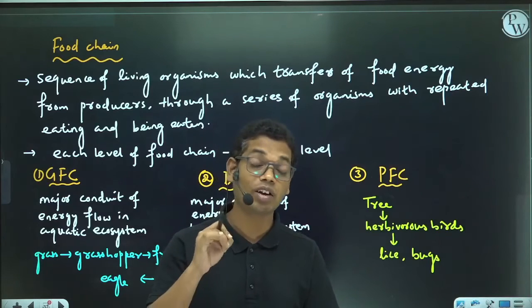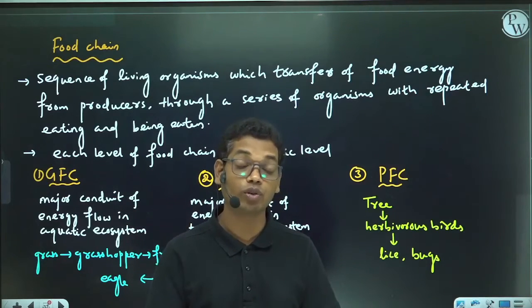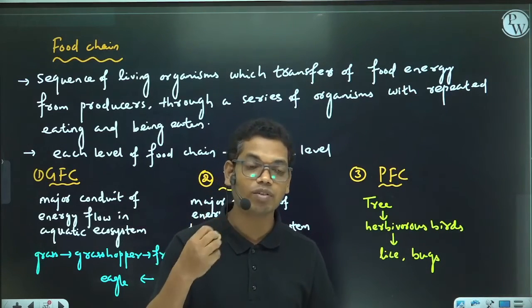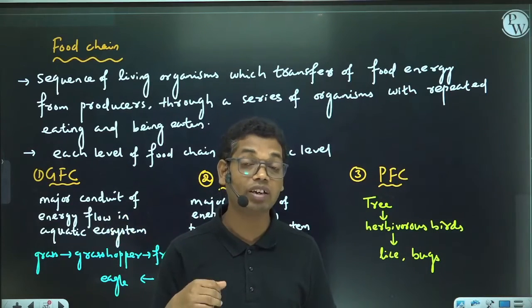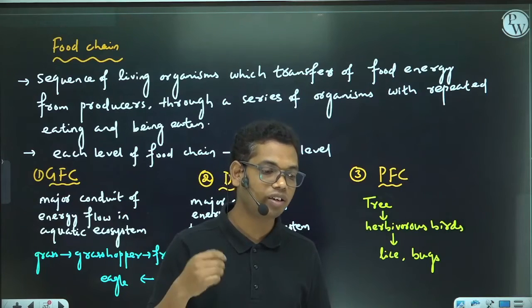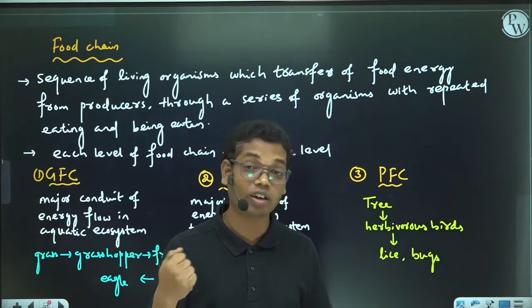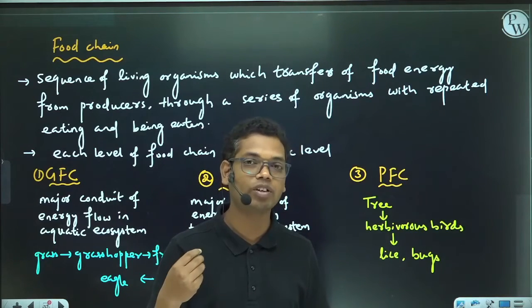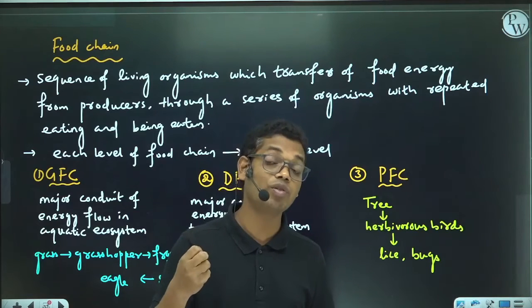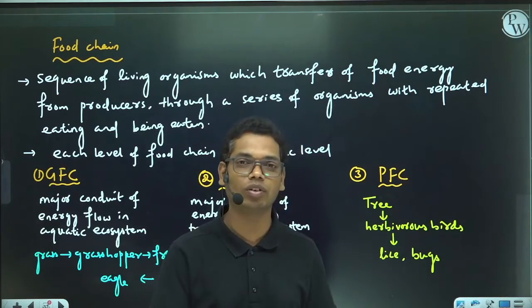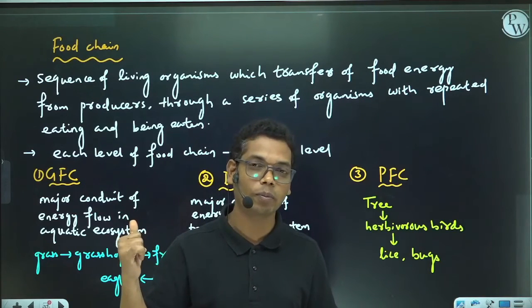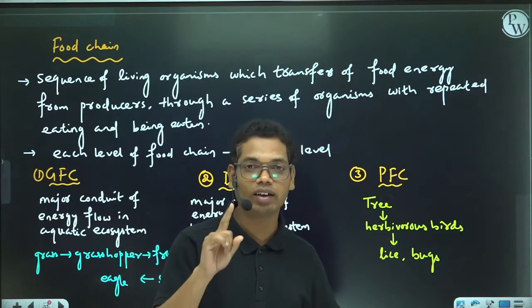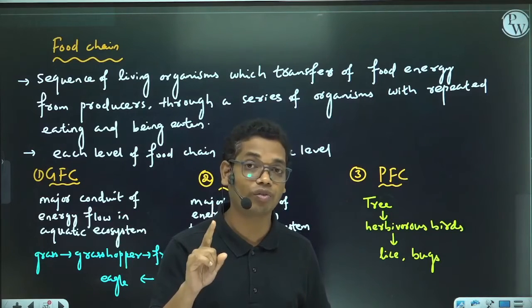A given organism can operate at different trophic levels. So if I eat some vegetables, I'm operating at the 2nd trophic level. But if I'm eating, for example, chicken, suppose some herbivorous birds, I will be operating at the 3rd trophic level. So a given organism can operate at different trophic levels as per the food web, but as per the food chain, a given organism will operate at only 1 trophic level, which is incorrect.